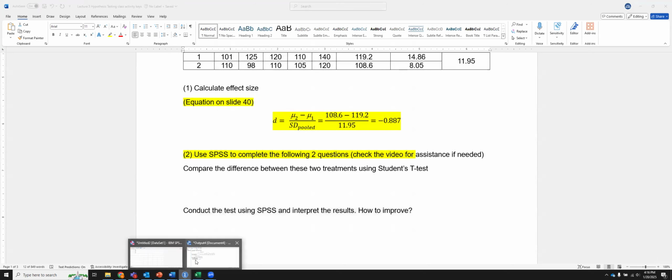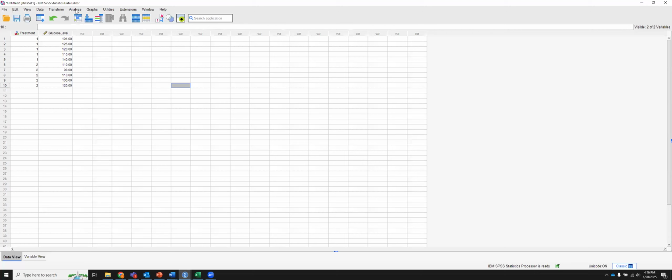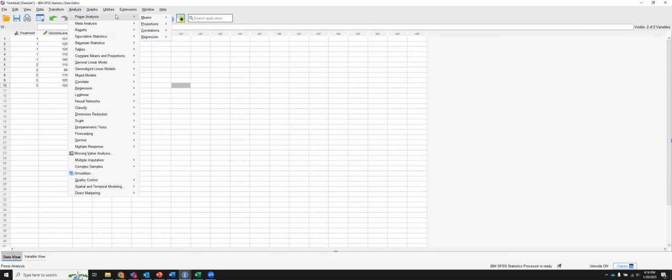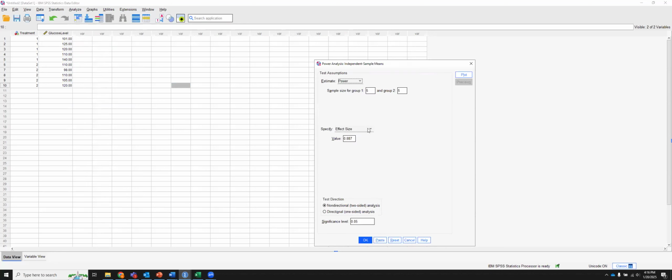So let's move on to this one: power analysis. For this one, you can use the effect size because we already calculated it, which is pretty straightforward and easier. We want to calculate the power. Group 1 has a sample size of 5, and group 2 the same. 0.887 will be the effect size. Two-sided. Let's see.